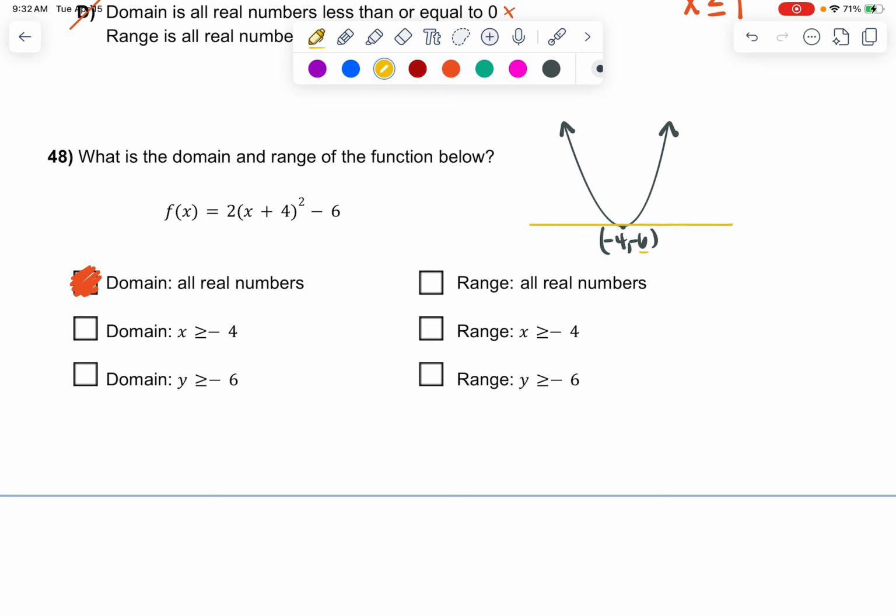And that wall has a y value of -6. That's the y value of the wall because that's the y value of the vertex. And of course, my graph is everything above that, which means y is greater than or equal to -6, which gives us this answer down here. So we want to make sure we're bubbling 1 for the domain and 1 for the range.